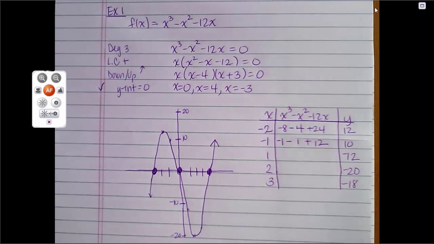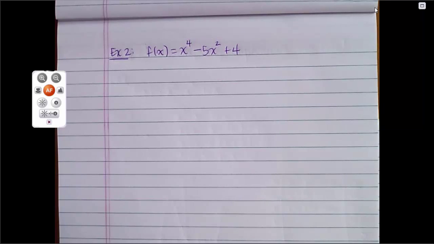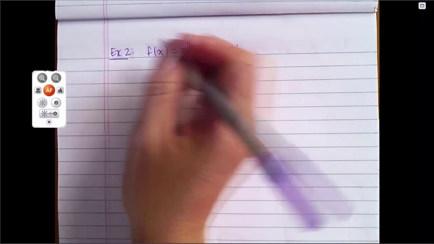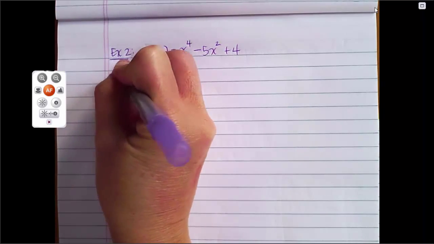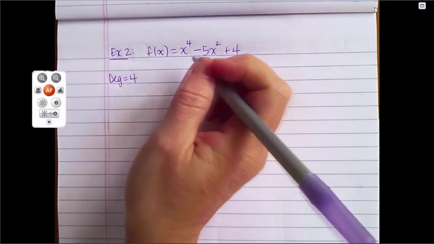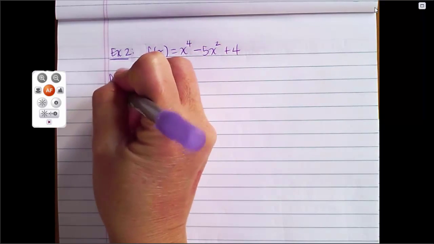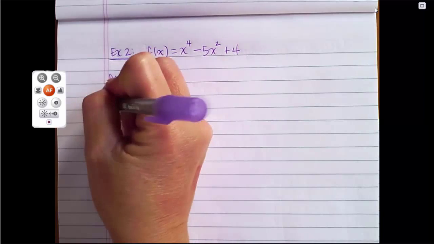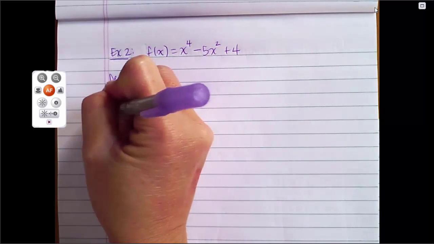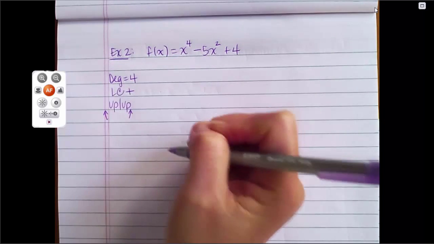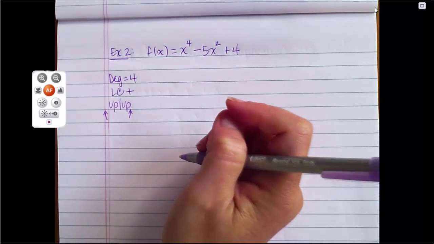Okay, let's look at another. For our second example, we'll look at f of x equals x to the fourth minus 5x squared plus 4. Here, my degree is 4, which is an even number, and it's a quartic function. And the leading coefficient, again, is positive. So this has end behavior that's up, up. This graph will start up and end up. We need to decide what's happening in between.